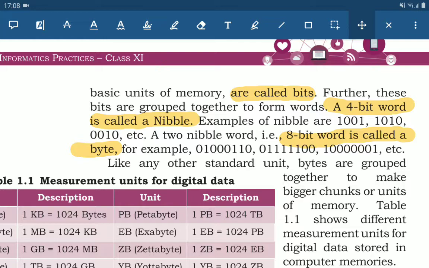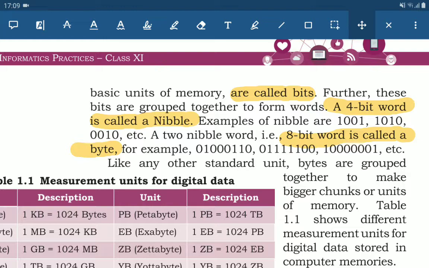For example, 0 and 1 is the basic unit of memory. When 0s and 1s group together and make a 4-bit group, then it is called a nibble. For example, if you have 1001, 1010, or 0011, then it is a group of 4 bits. It is called a nibble.